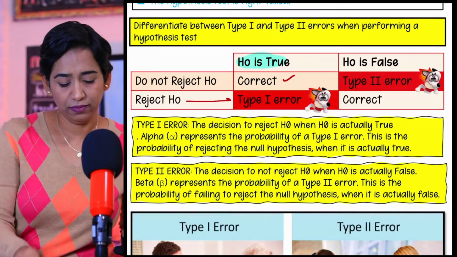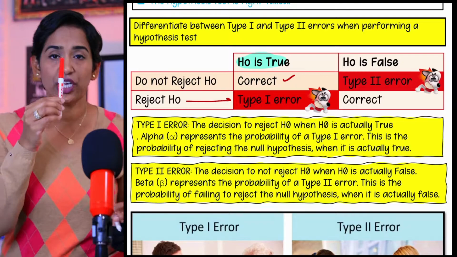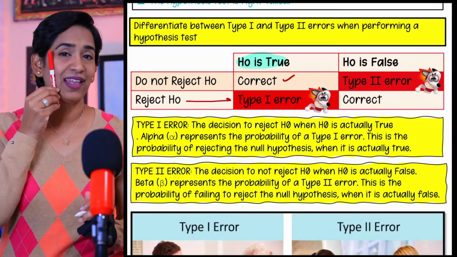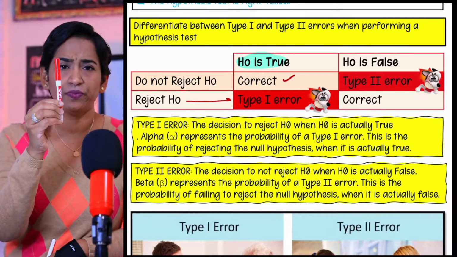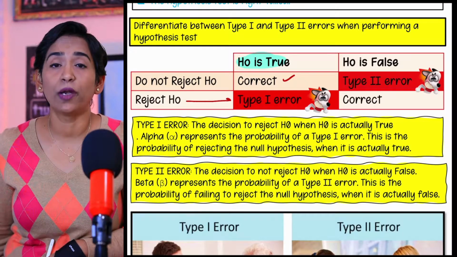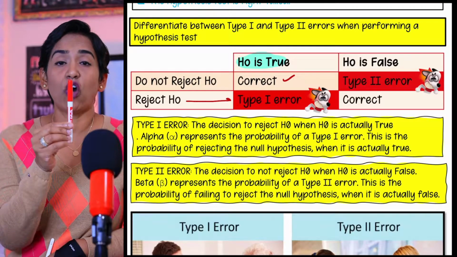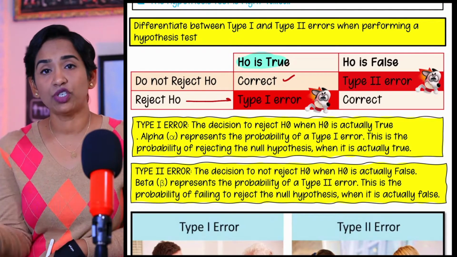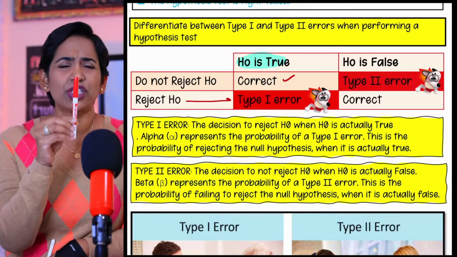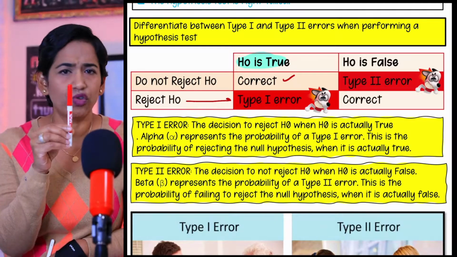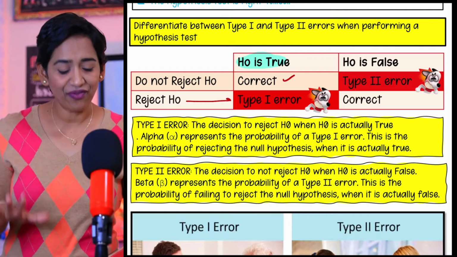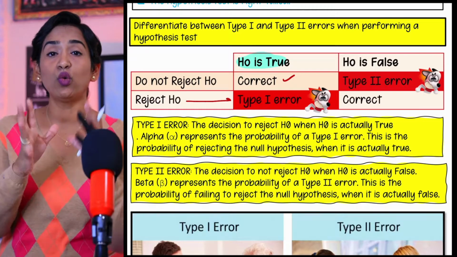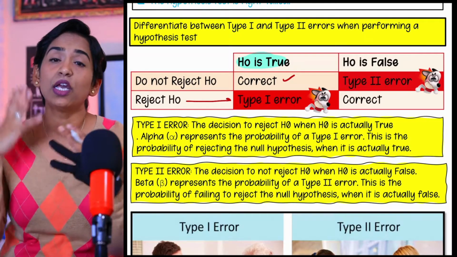Recap. H naught is true, I keep it, which is I don't reject it. H naught is true, I reject it: type 1. H naught is false, I reject it: very good. H naught is false, you don't reject it: type 2. Always, always, always have this table in front of you when you are doing the problems so you understand better.